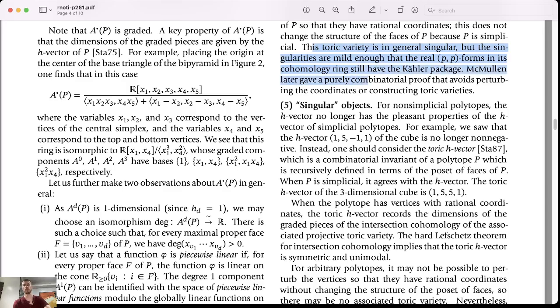McMullen later gave a purely combinatorial proof that avoids perturbing the coordinates or constructing toric varieties.